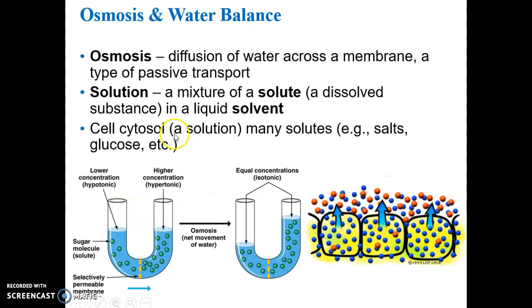So the cell cytosol, the solution inside a cell, has many solutes, salts and glucose, etc., and that's what helps maintain water balance. The amount of water leaving or exiting a cell tends to be balanced because there's solutes outside and there's solutes inside of cells.